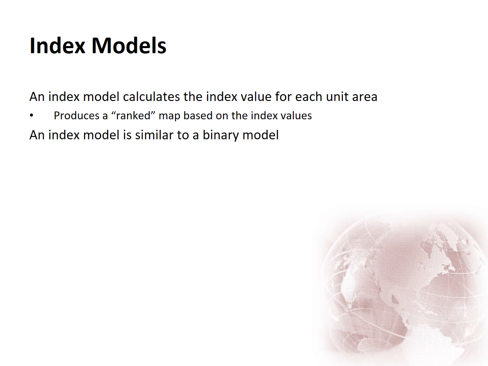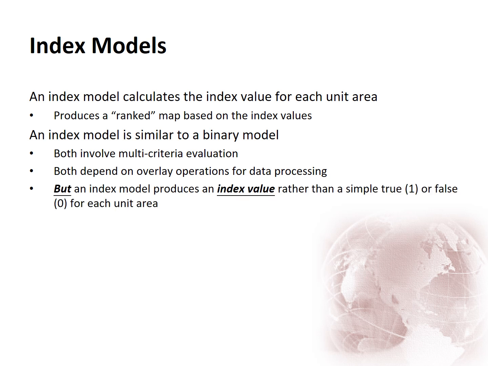Index is similar to binaries. Both have multiple criteria. It depends on overlay functions. Index value is not the same as a 1 or 0. It gives you a maybe value somewhere in between. It tells you which locations are better or worse than others. It doesn't specifically say you can or cannot. It doesn't specifically say you should or should not. It just gives you a means of scoring every location to every other location.